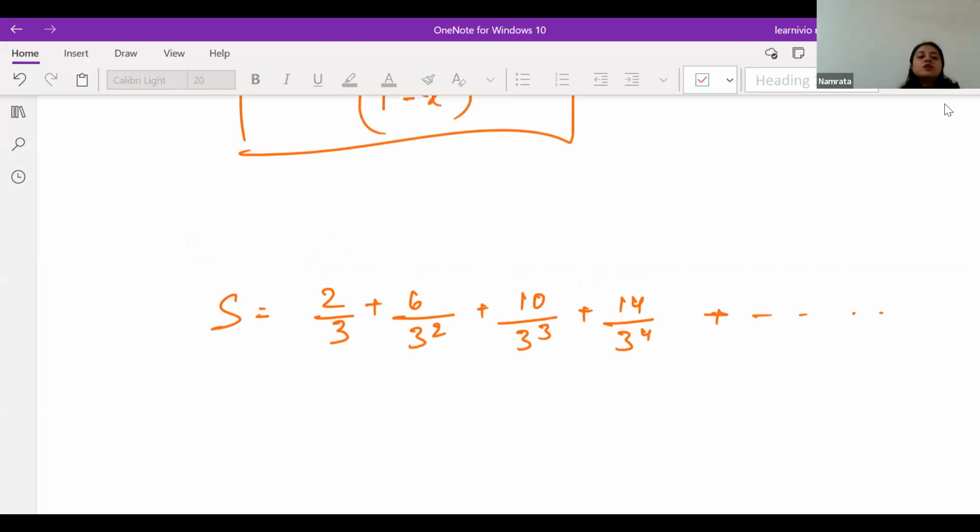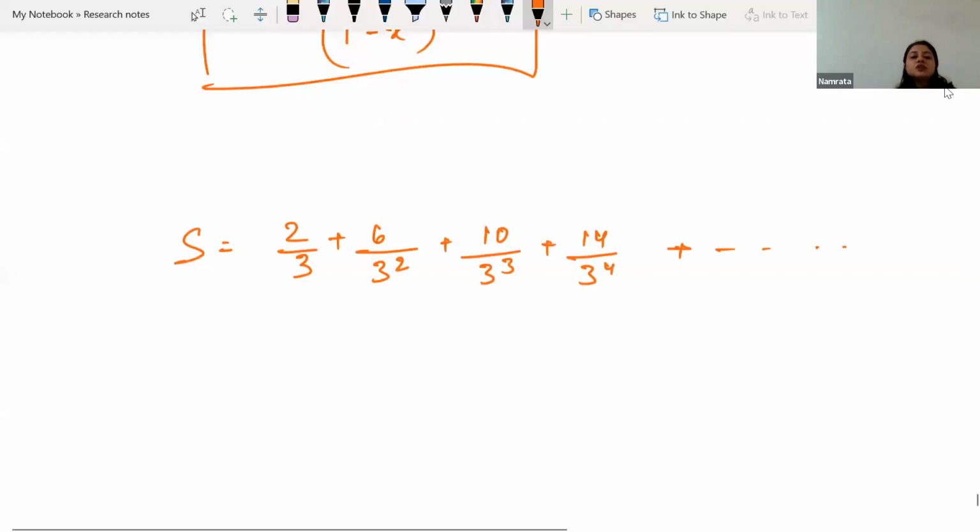So let's do it. Whatever the common ratio is, we multiply with that. 1 by 3 into S.